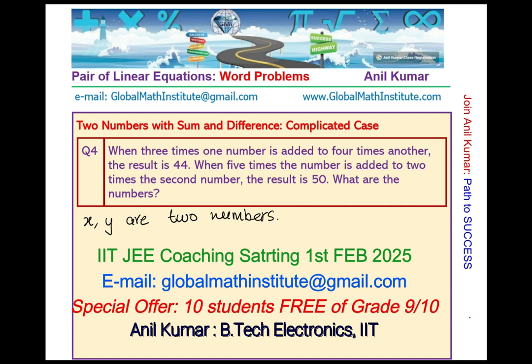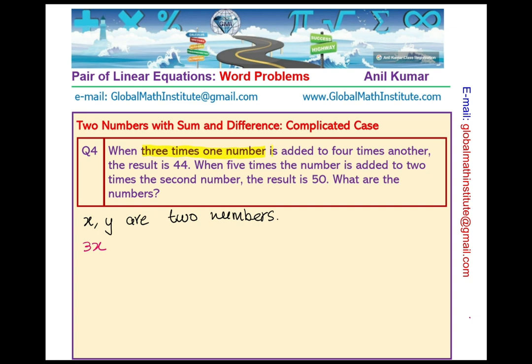Okay, great. When 3 times, so let's read, 3 times one number, right? So 3 times one number, you can pick any one, 3x, right? Then read further, is added to. So you add this to 4 times another number. So we get what? 4 times another number. The result is 44. The result is 44 means equal to 44.